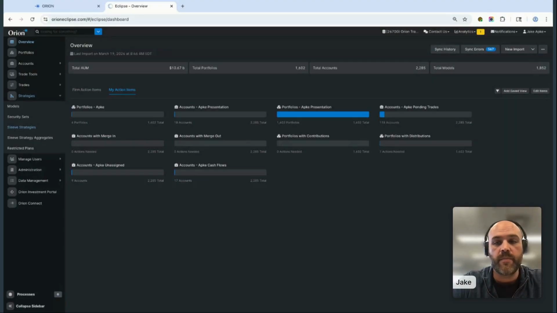The biggest idea there is that traditionally, one account can only have one model assigned to it. If you were to break it into sub accounts in Orion, each of those sub accounts, or sleeve accounts, can have its own model assigned. So the main use case, the main reason most firms use sleeving, is that it gives you the ability to run multiple strategies within an account.